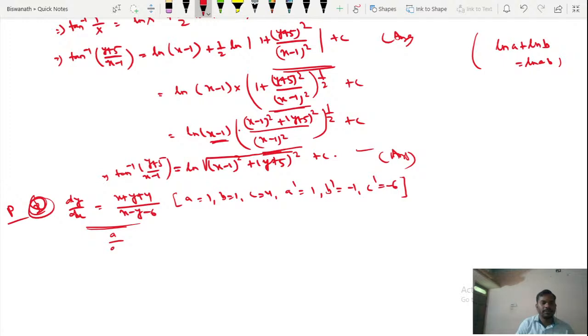So if you observe a by a dash, this is 1 by 1, that means 1, and b by b dash is also 1 by 1 equal to 1. That means your a by a dash is equal to your b by b dash.